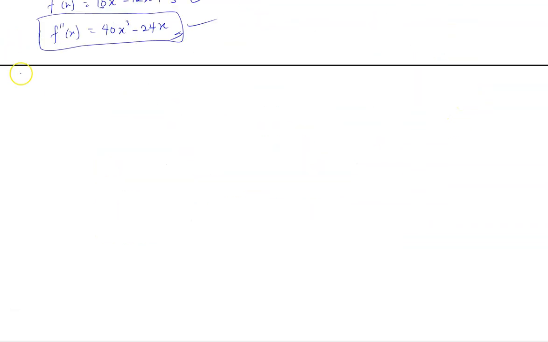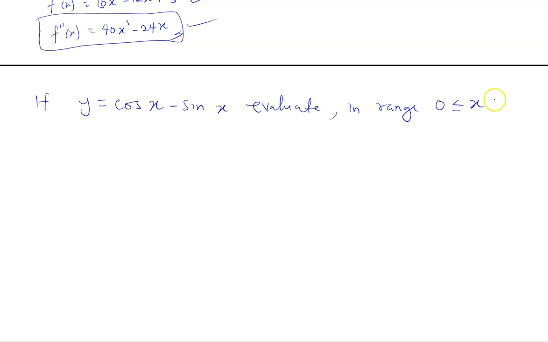So let's solve another question. Let's say y equal to cos x minus sine x. We should evaluate, or we should find, in the range 0 less or equal to x less or equal to pi on 2.